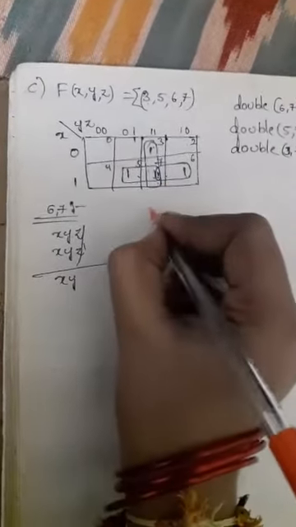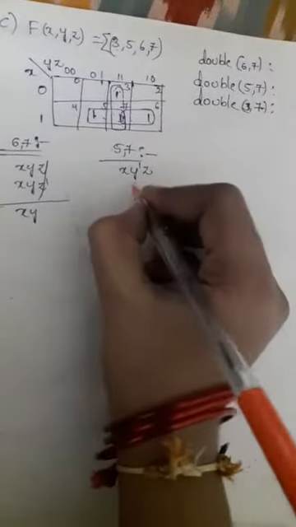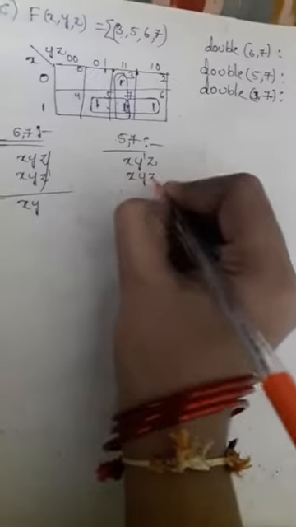Now coming to the double 5 7. For 5 7, the possibility for 5 is 1 0 1, so x y complement z, and for 7, three ones, that is nothing but normal. So y complement cancels, and we'll get xz.